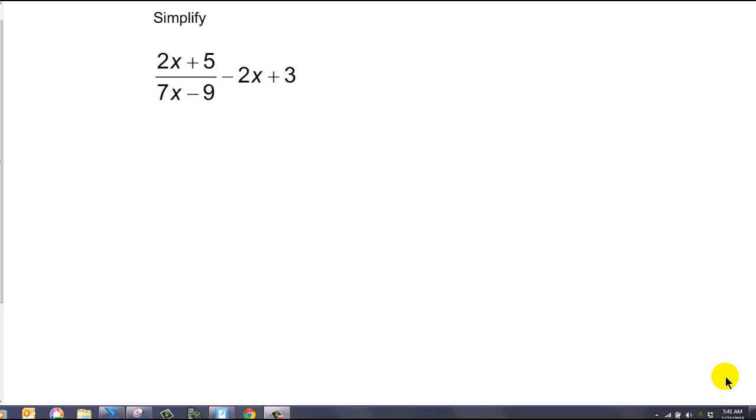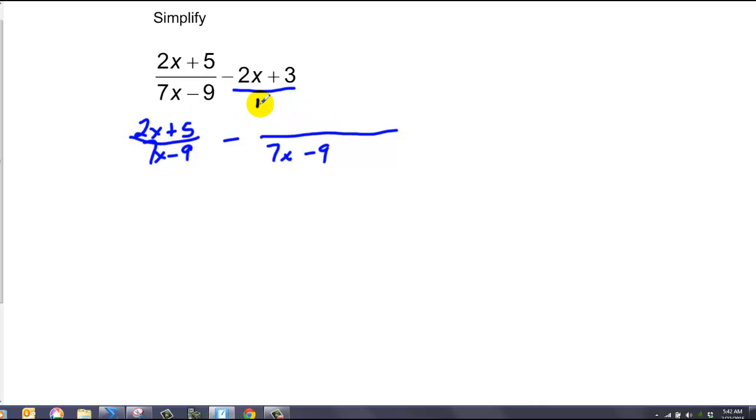So here we have another mixed fraction. And in this case, we're going to start by making sure we have our denominator of 1 under the second term. Let's get a common denominator. Clear to see that it's just 7x minus 9, so I'll write that twice. First term, no change from this denominator to this denominator, so I just bring down my 2x plus 5. Second term, to get from 1 to 7x minus 9, I need to multiply by 7x minus 9 to both the numerator and denominator.